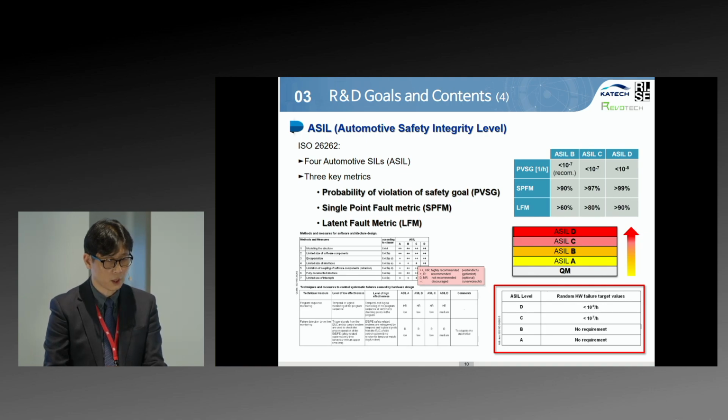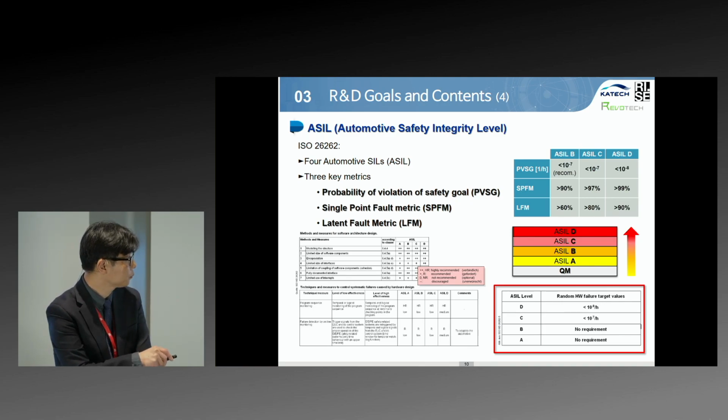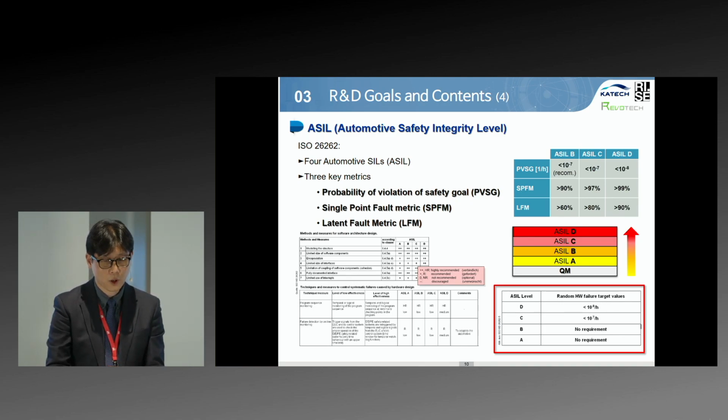This picture shows the automotive safety integrity levels ASIL D, C, B, A. In ASIL D, the probability of violation of the safety goal is required to be 1 fault in 100 billion hours. In ASIL D, the single point fault metric is required to be more than 99%. In ASIL D, the latent fault metric is required to be more than 90%.